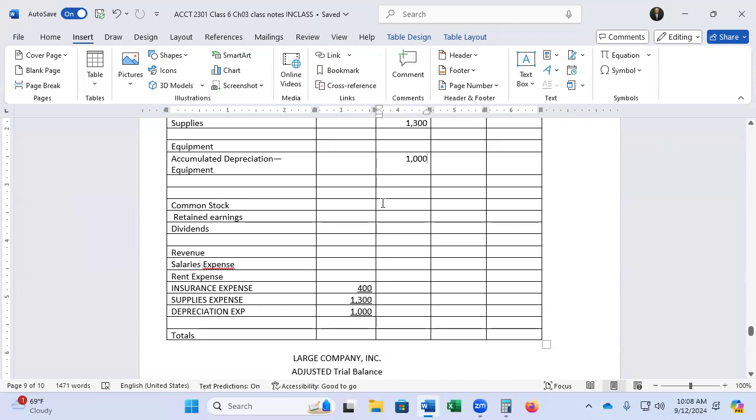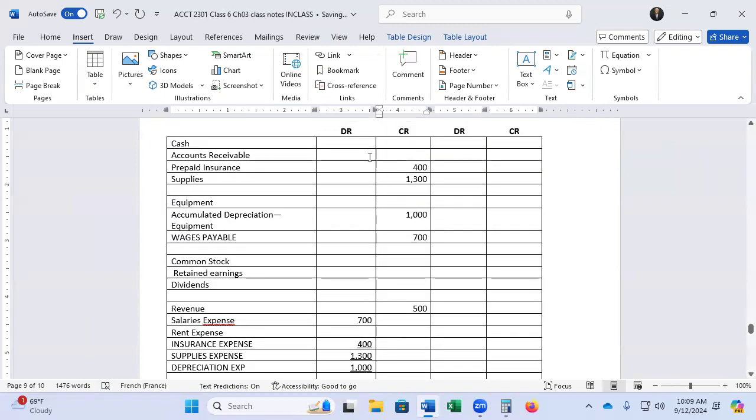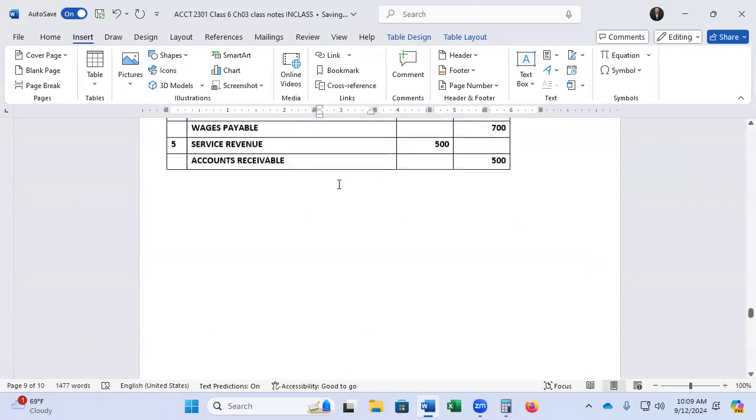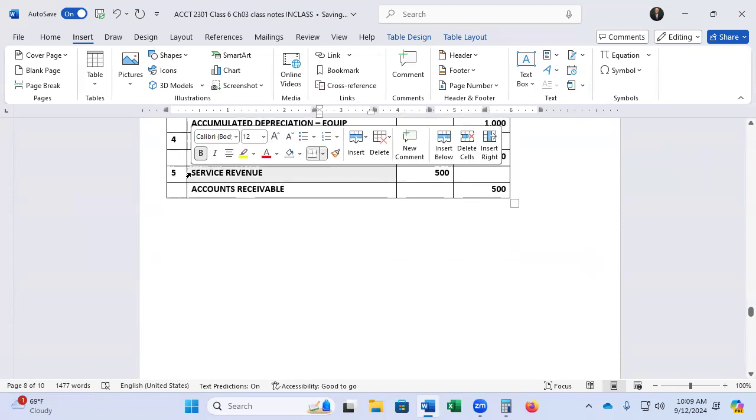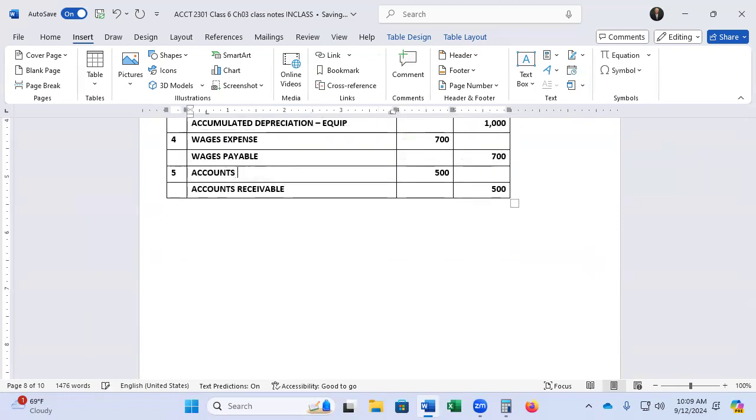Number 4, earned but unpaid salaries. So we do have a salaries expense here, so we're going to just put the 700 there. We don't have a liability, but we created one. So wages payable is our liability, and that's 700. And then the last one, services completed for a client. So that's going to be revenue of 500 and accounts receivable of 500. Excuse me, I made another mistake here. This has to be switched: accounts receivable and service revenue. My apologies.